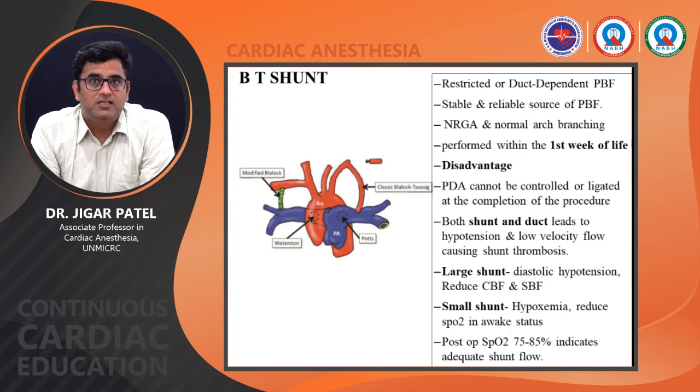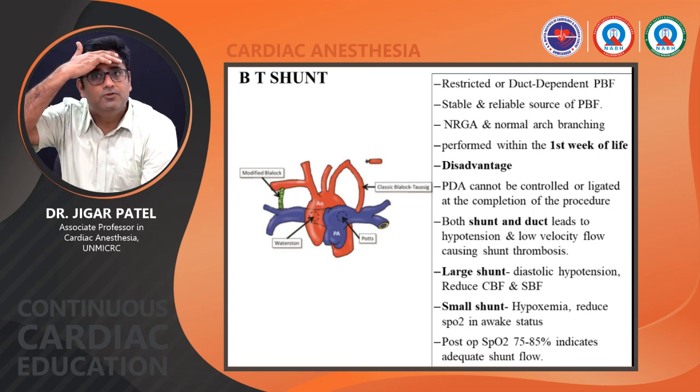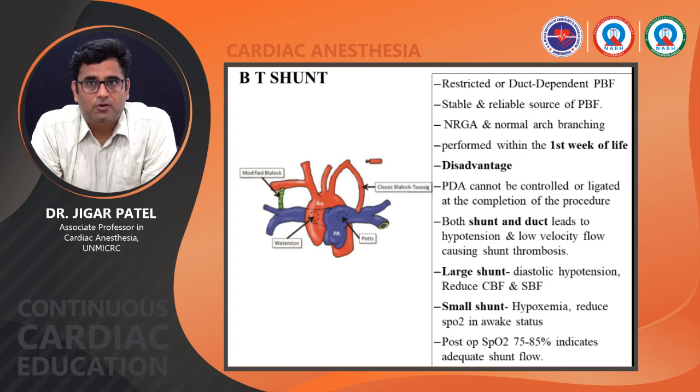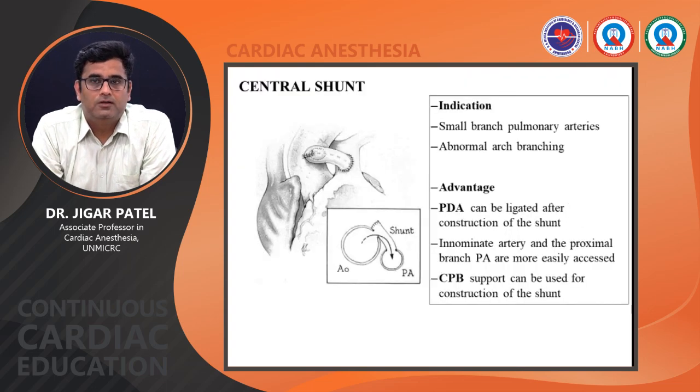The disadvantage of BT shunt is that the PDA cannot be controlled or ligated at the completion of this procedure. So if both shunt and PDA are present, it leads to hypotension and low velocity flow, and it will cause shunt thrombosis. Similarly, if a larger size of shunt is used, it will lead to diastolic hypotension and reduce coronary blood flow and systemic blood flow. Similarly, if a small size of shunt is used, it will cause hypoxemia and will not solve the problem, and there is a reduction in saturation when the patient is awake. So post-operatively, saturation of 75 to 85% indicates adequate shunt flow.